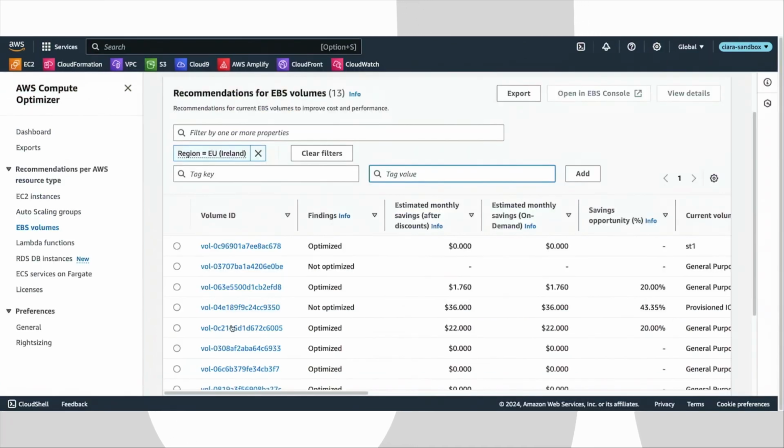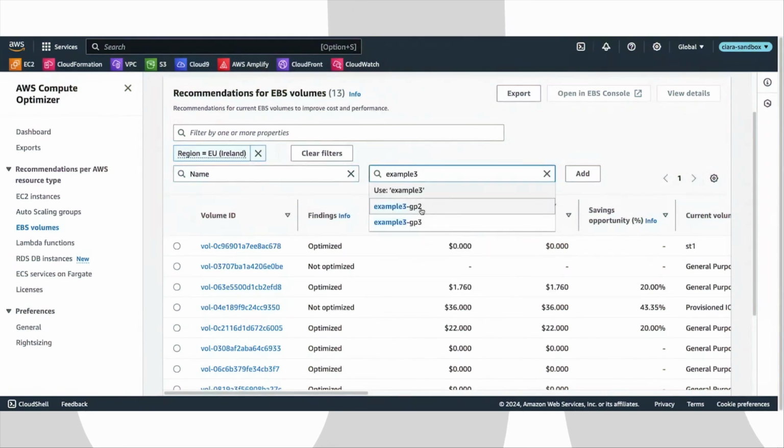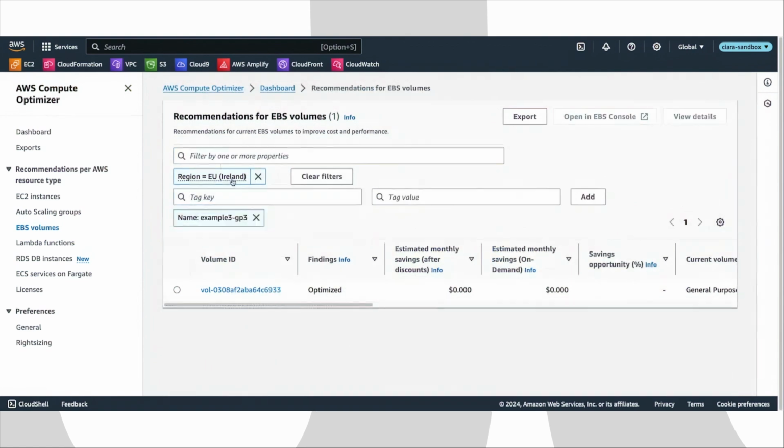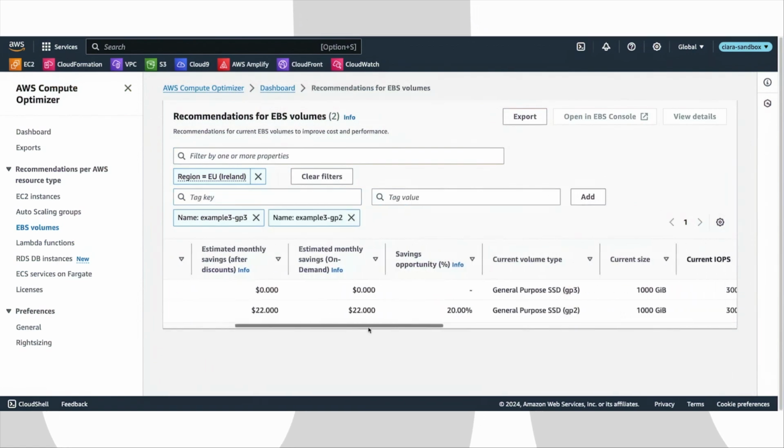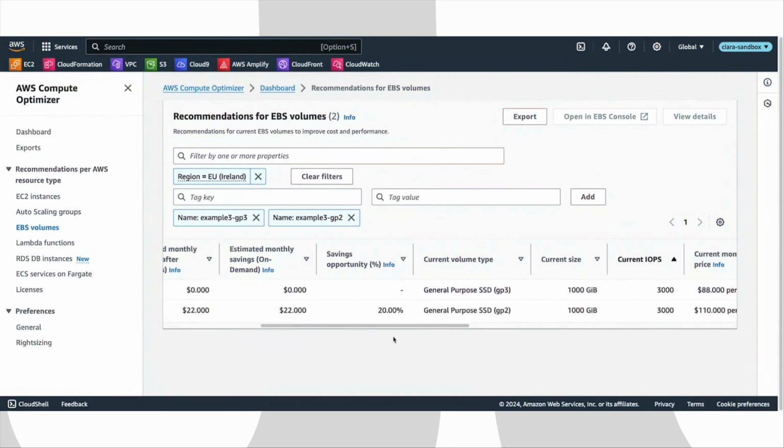Okay, so let's look at our third example of recommendations that Compute Optimizer is providing us. And this time, we're going to look at two optimized volumes, and we're going to compare those. As I mentioned, they're both optimized. One is a GP2 volume and one is a GP3 volume, and they're both 1,000 gigabytes in size.